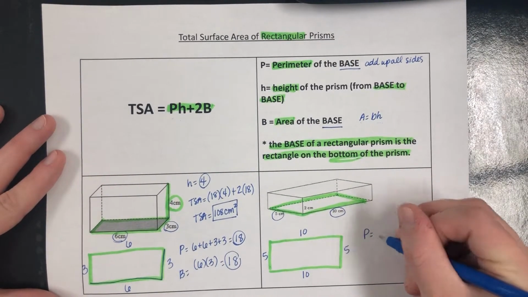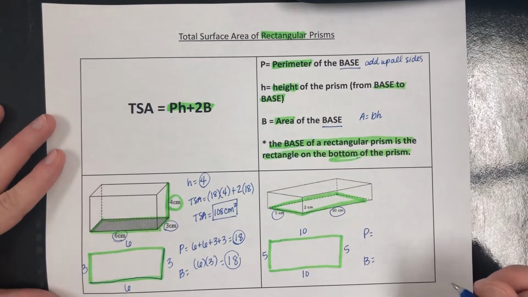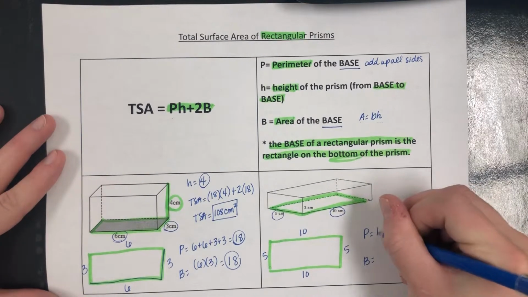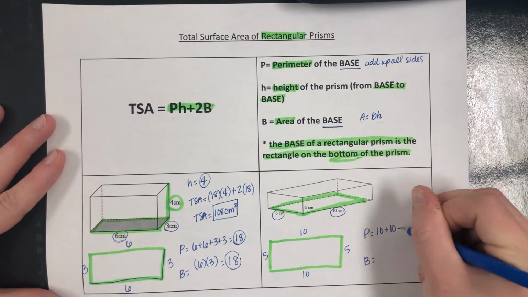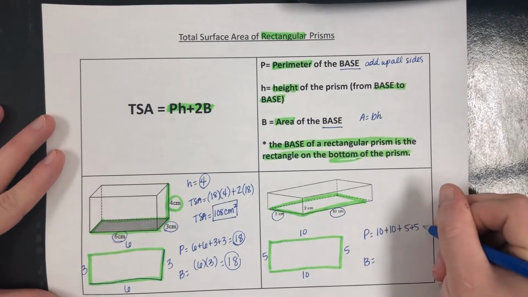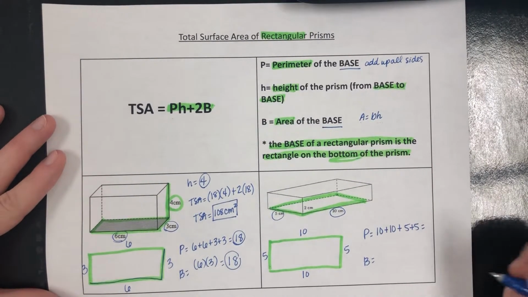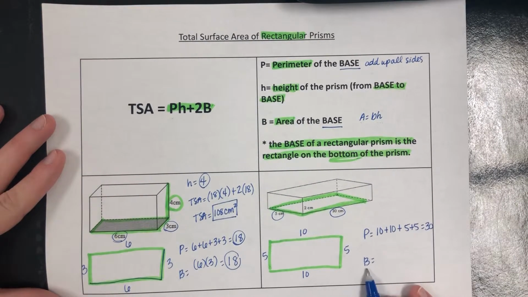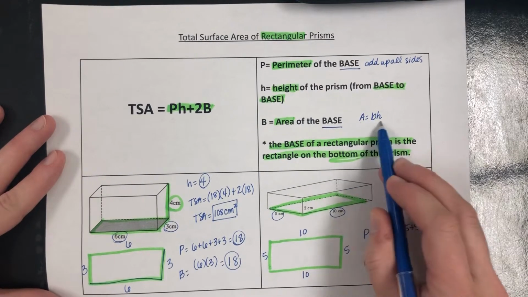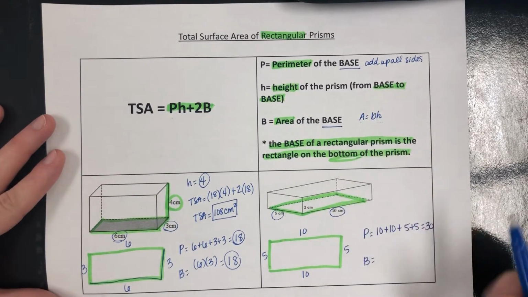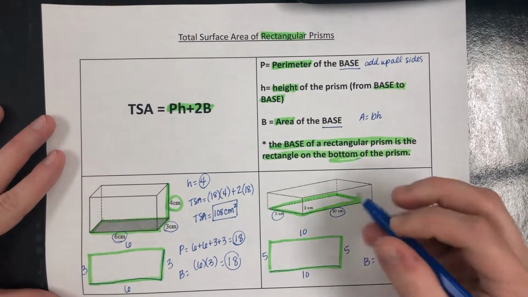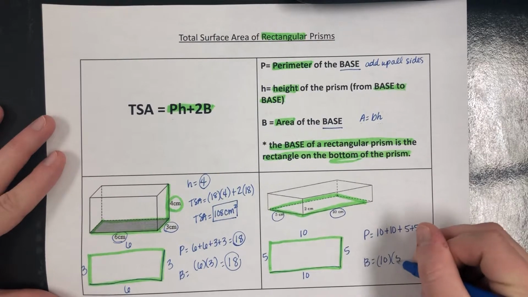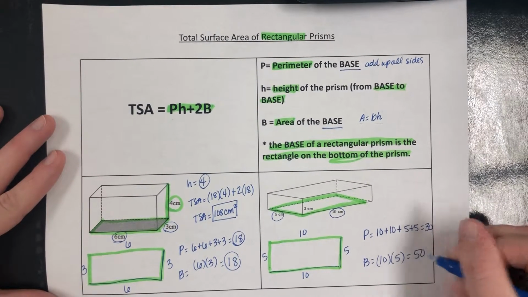Now I can use that to find P and B. For the perimeter of the base, I'm adding 10 plus 10 plus 5 plus 5. I would just type all of that into my calculator, and I would get 30. B is the area of the base. Referring to this formula here, little b times little h, the base of the rectangle times the height of the rectangle, so 10 times 5, which is 50.